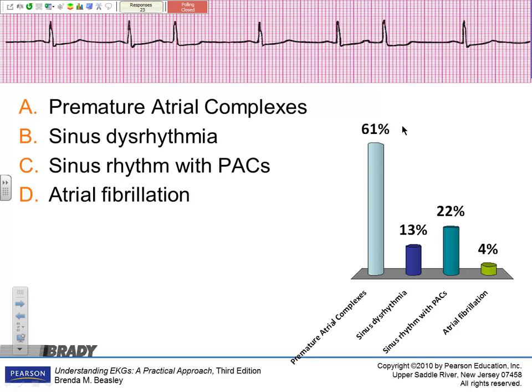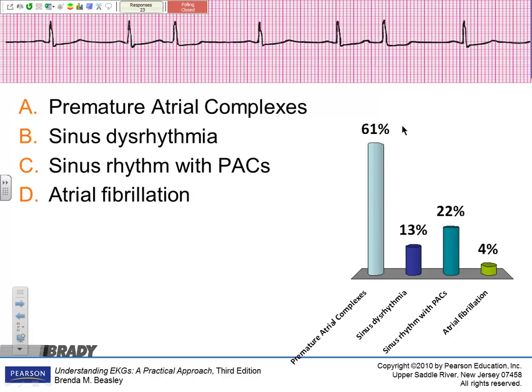Aha! Everybody picked different things. Now, this could be atrial fibrillation because it is what? Irregular. However, it has P waves. If it has a P wave, it is not AFib. So we can mark that off.